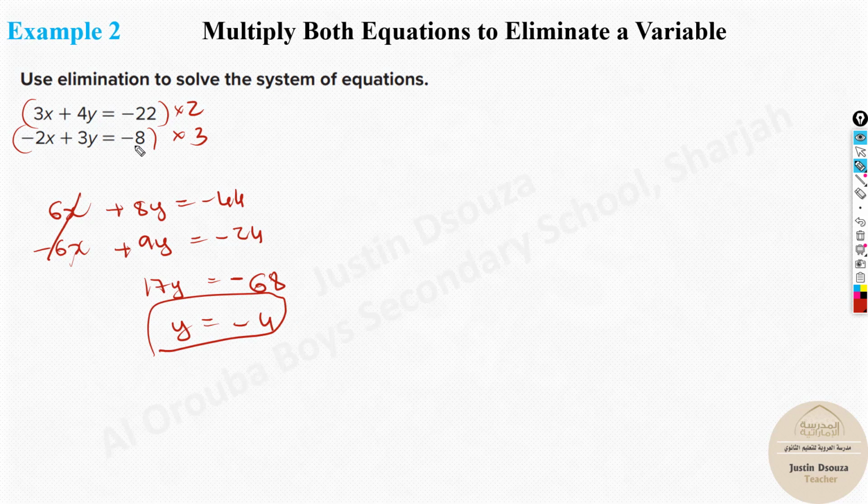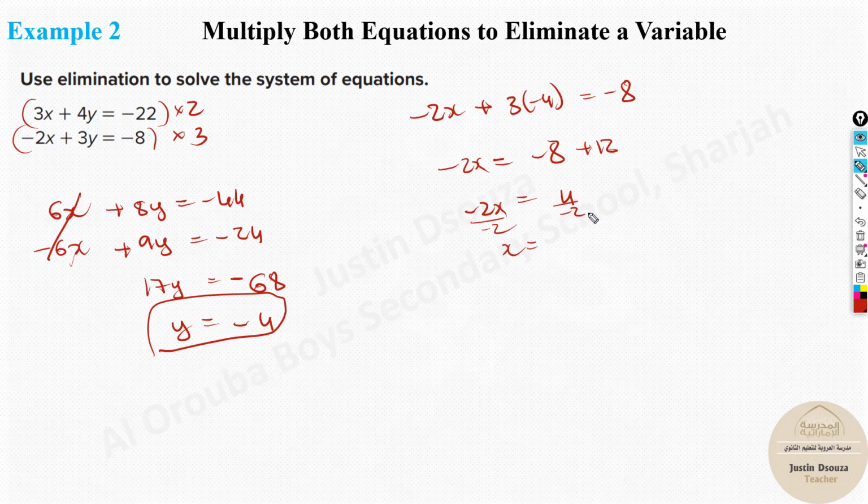Now it's very simple. Put it back in any of the equations. I'll take the simpler one. Minus 2x plus 3 times negative 4, the y value, equals negative 8. So take this to the other side. It will become minus 8. This minus 4 times 3 is 12. Minus 12 becomes plus 12 here, and minus 2x. So here we will have positive 4 equals minus 2x. X will be, dividing both sides by minus 2, you get minus 2 itself.